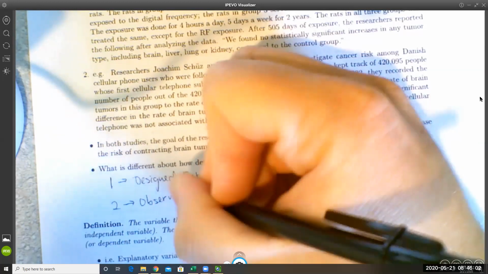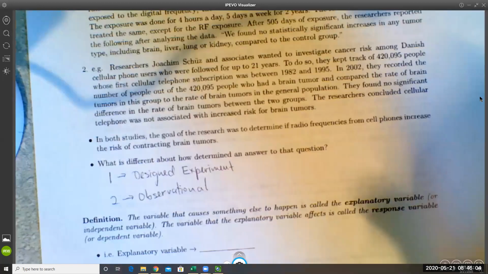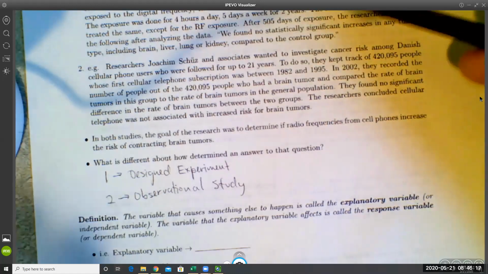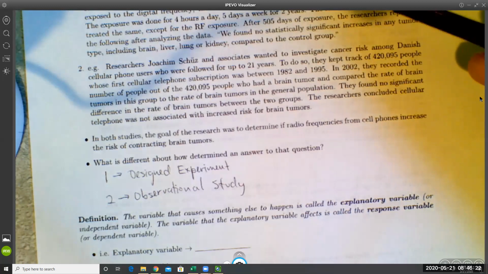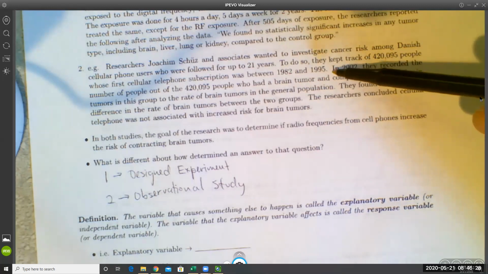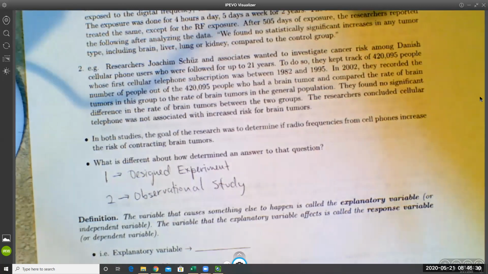Okay, and we'll define exactly what we mean by a designed experiment and observational study in a second, but just intuitively, in a designed experiment, like in scenario one, the researchers were actively manipulating things to see what would happen as a result of their manipulations. Whereas in scenario two, they didn't do that. They just watched. They just observed to see what would happen.